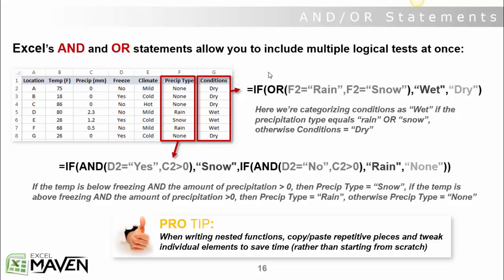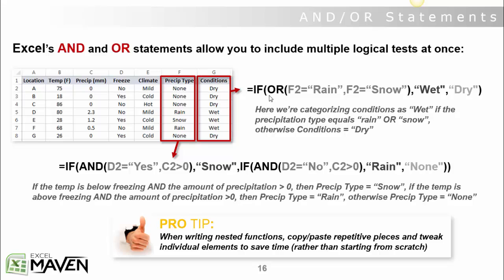So if precipitation's none, we know that the conditions are going to be dry no matter what. If the precipitation type is rain, conditions are wet. But if the precipitation type is snow, the conditions will also be wet. So we could say if precipitation type is rain, then wet. If precipitation type is snow, then wet. Otherwise dry, and do it like a traditional nested if. Or we can get a little bit more elegant and introduce an or statement to do the same thing.